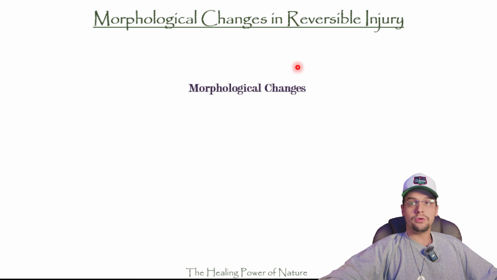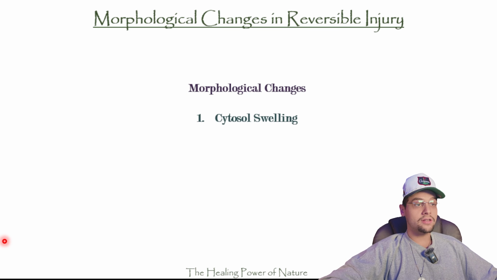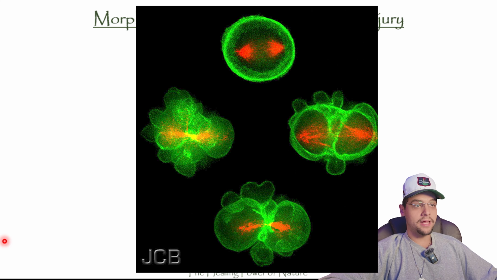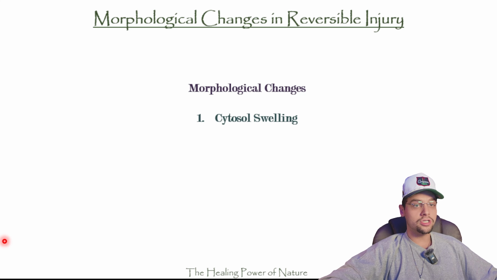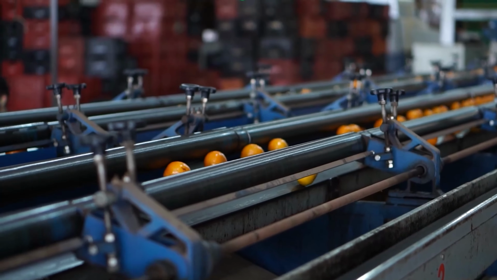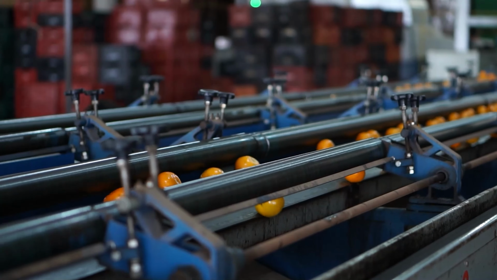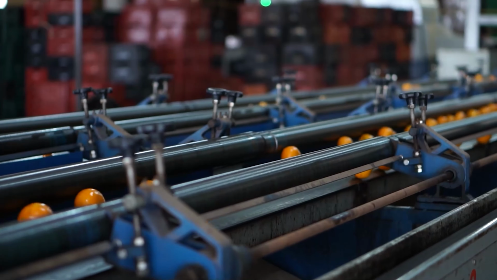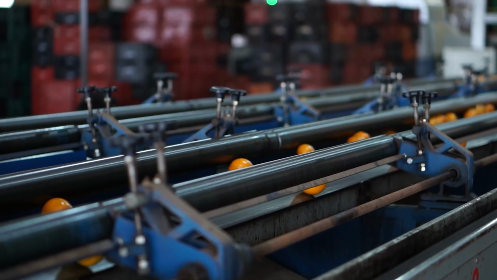Morphologic changes in reversible injury. You'll see cytosol swelling, loss of microvilli, reduced absorption, and formation of membrane blebs, bulging in the plasma membrane. Like an overfilled water balloon, its surface stretches, bulges, and loses its shape. Rough endoplasmic reticulum swelling. So swollen RER leads to detachment of ribosomes, resulting in decreased protein synthesis. Picture a factory assembly line where workers, the ribosomes, walk off the job. Production, being protein synthesis, comes to a halt.